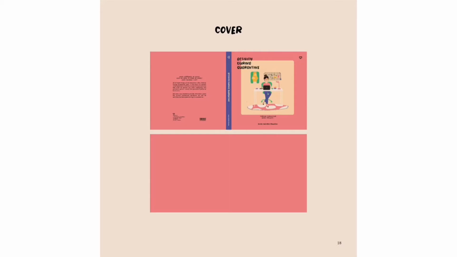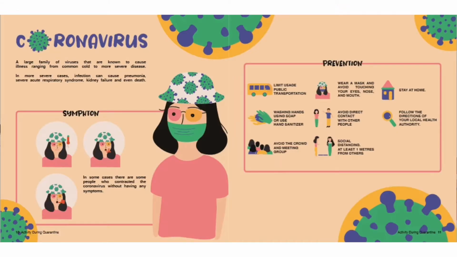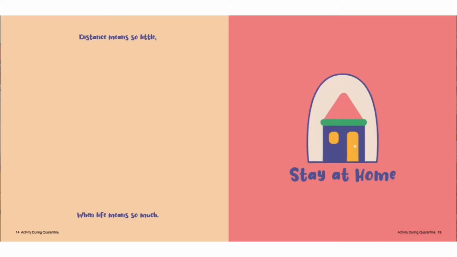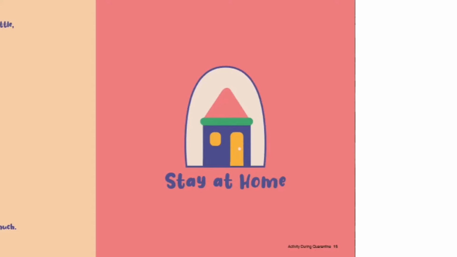Now, I'll tell you a little about the content of this book. In the first page of this book, it tells about coronavirus from definition, ways of prevention, even related information. Before getting into the subject in this book, I also wrote a few quotes to remind us how important it is to do the things that can prevent the spread of the virus. One of them is to stay at home.